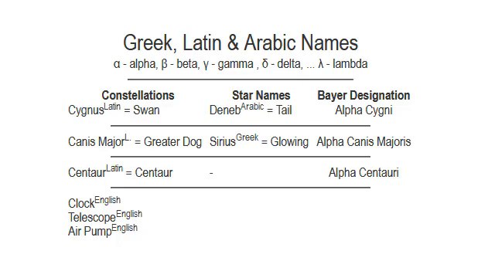Shortly before telescopes were invented in the 1600s, Johann Bayer created a system of naming stars that eliminated the Arabic names. He used the sequence of Greek letters like alpha, beta, gamma to designate stars in a constellation by their brightness. Deneb became Alpha Cygni. Cygnus is a Latin noun and Cygni is the Latin adjective.